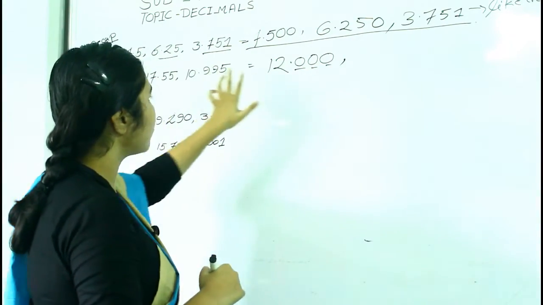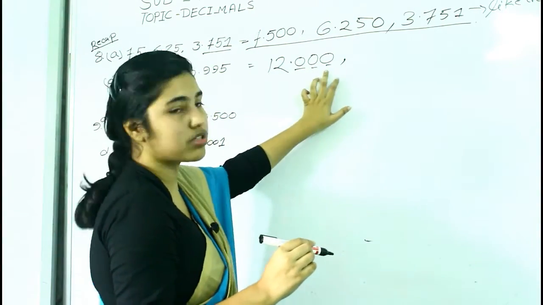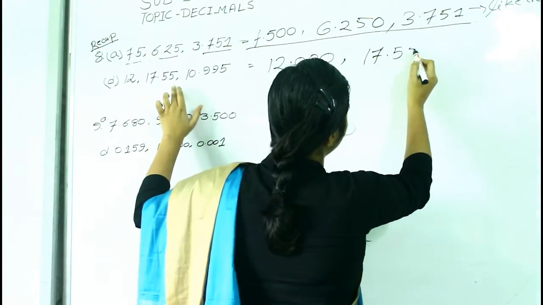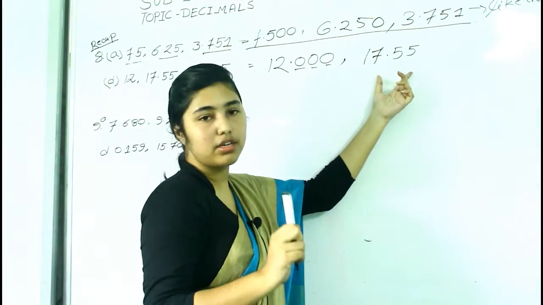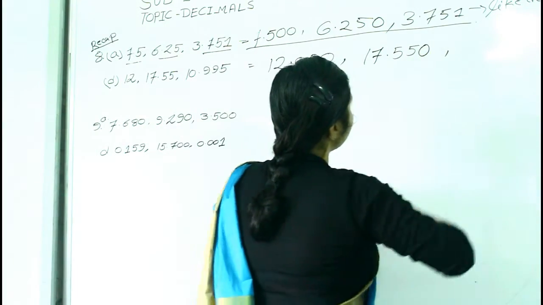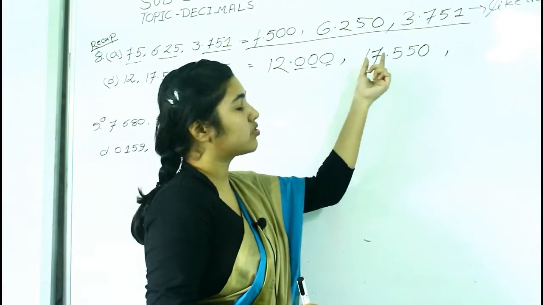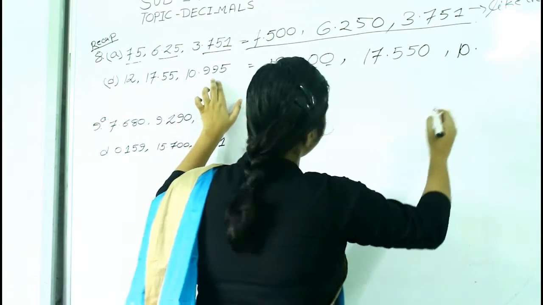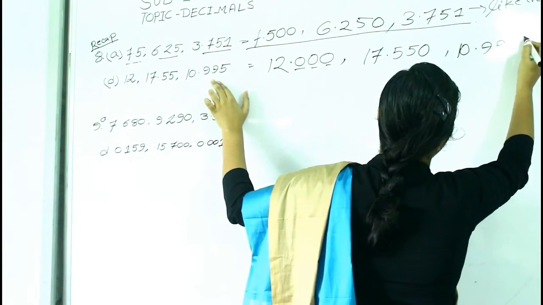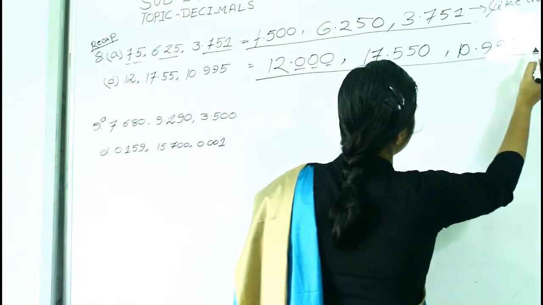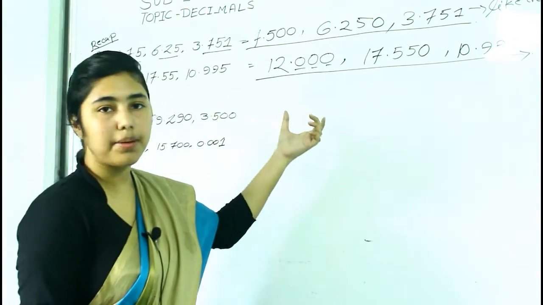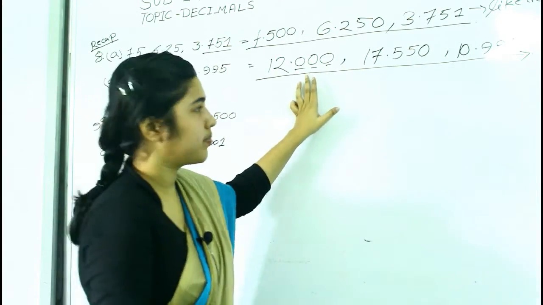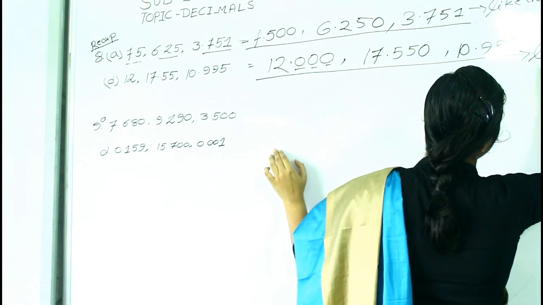Now 12 is equivalent to 12.000. Next 17.55. Now here we need 1 zero to make this number at 3 decimal places. Next 10.995. Now look at these numbers. All have the same number of decimal places, which is 3. So these are also like decimals.